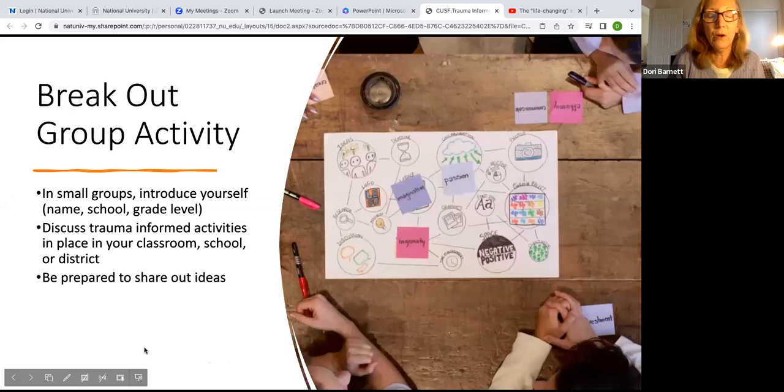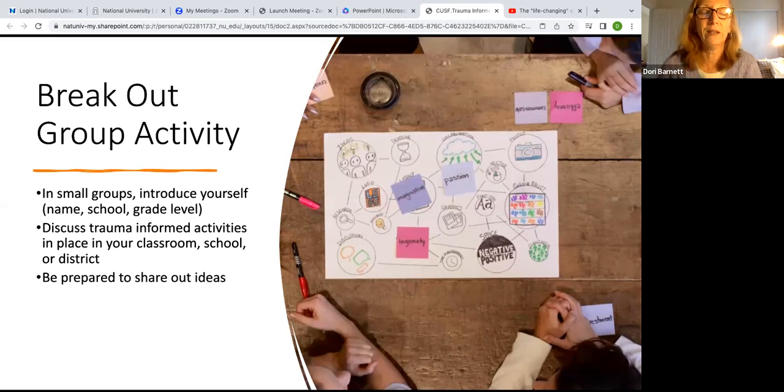So we don't have time for a breakout, but just thinking about your own school sites, what are some trauma-informed programs and activities that you might have in place? So just let me know if you'd like to share. Inaria, what stands out to you? Do you have some things in your school where you're practicing?